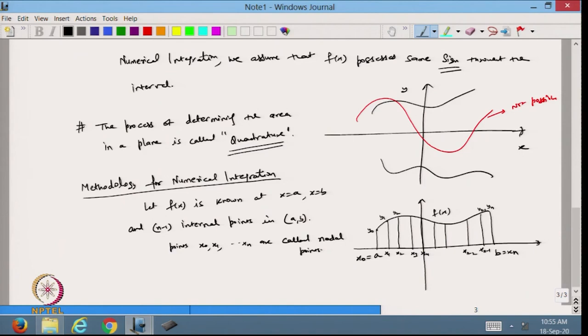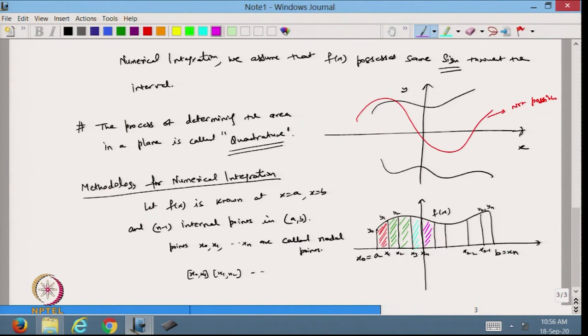So, these are the nodal points. Now, in each of the sub intervals, suppose I have the sub interval x 0 to x 1, this is one of the sub intervals, then x 1 to x 2, and this one. So, I can find out the solution, because basically for integration I need to find this area. So I can find this area here, then this area, this area, and all together I will add all of these and I will get the solution for this integration.